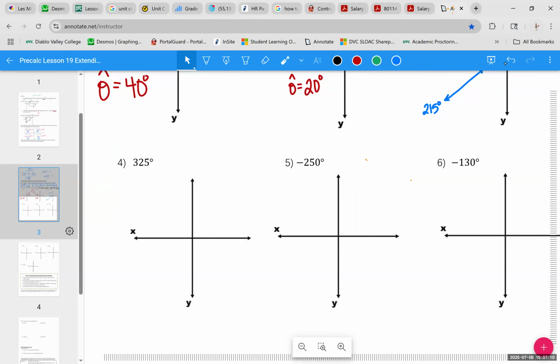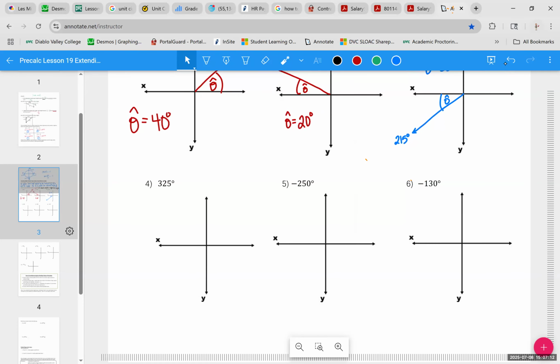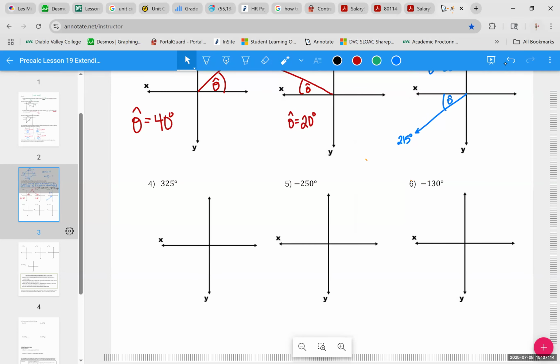All right, there's 3 more here. I want you to try. Graph the angle, draw in where the reference angle is, and calculate how much it is. Remember, reference angles are always positive. Give it a try.